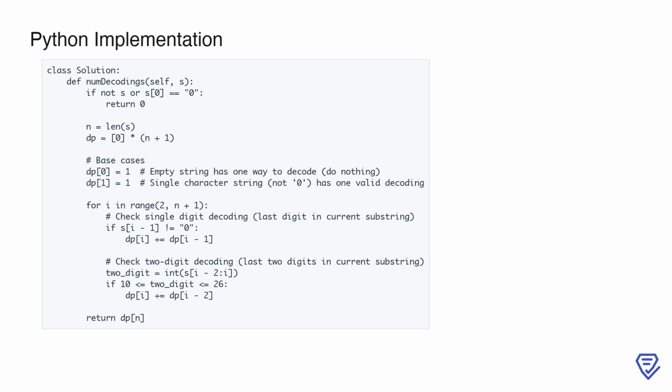Finally, after processing all positions, the function returns dp[n], which contains the total number of ways to decode the entire string. This approach ensures that all possible decoding combinations are considered, and the use of dynamic programming ensures that the solution is efficient with a time complexity of O(n) and a space complexity of O(n).